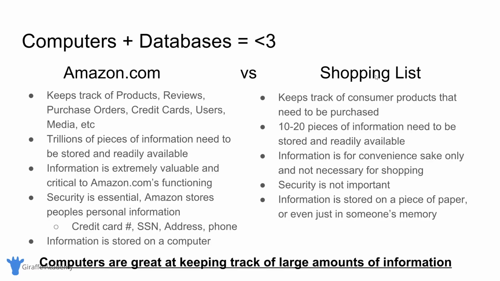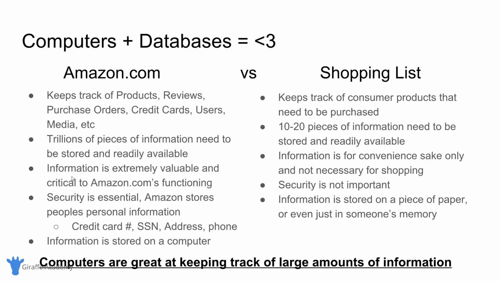Over here we have a shopping list. A shopping list keeps track of consumer products that need to be purchased, right? We're talking 10 to 20 pieces of information that need to be stored and readily available. So Amazon, we need to store trillions of pieces of information. With the shopping list, we need to store 10 or 20. Both of these are databases, but the one we have trillions of things, the other one we have 10 to 20 things.